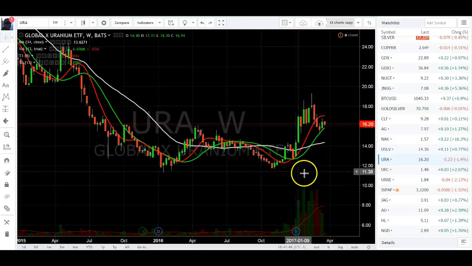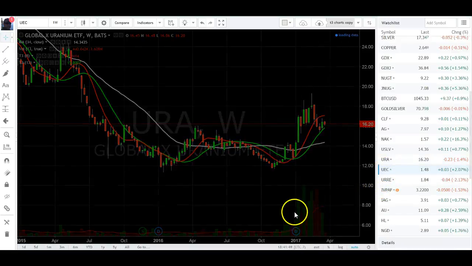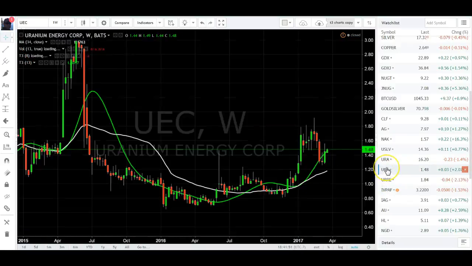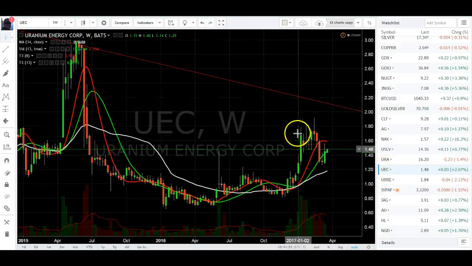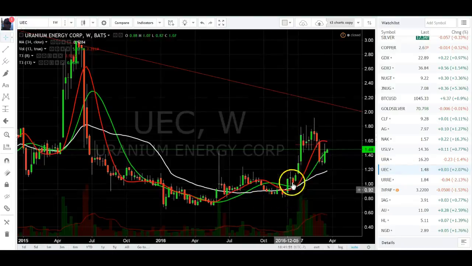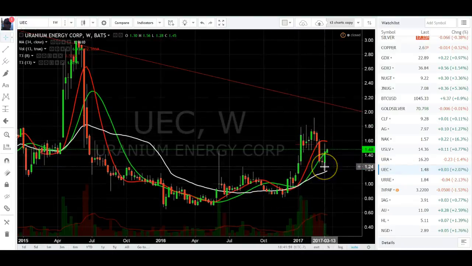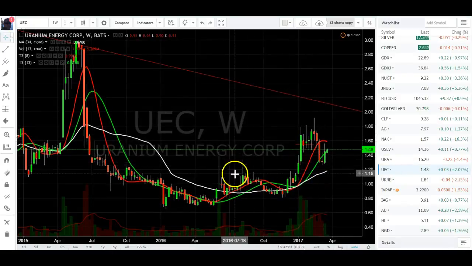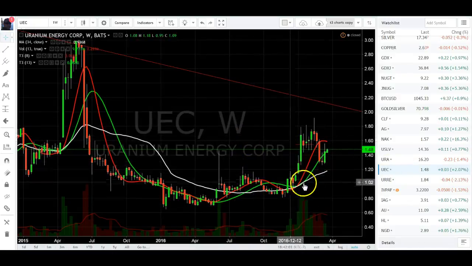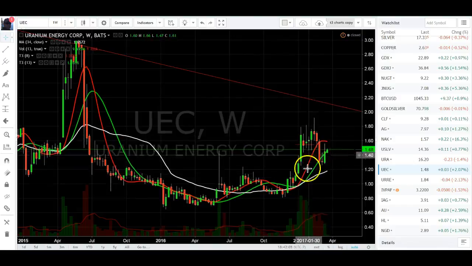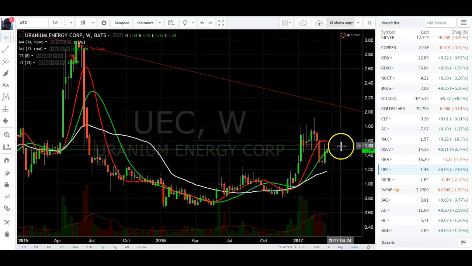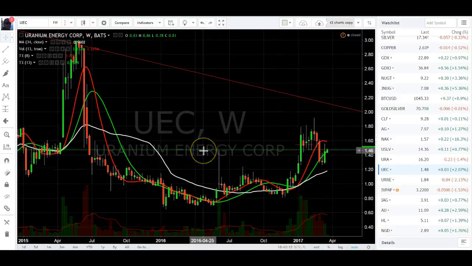Coming off a double bottom. UEC busted across on the weekly, crossed the 34, 3-bar reversal, came back into support, previous highs. So far a 3-bar reversal on the upside. Just need to get some more work done as it needs to close above previous highs. That's where it's at right now.